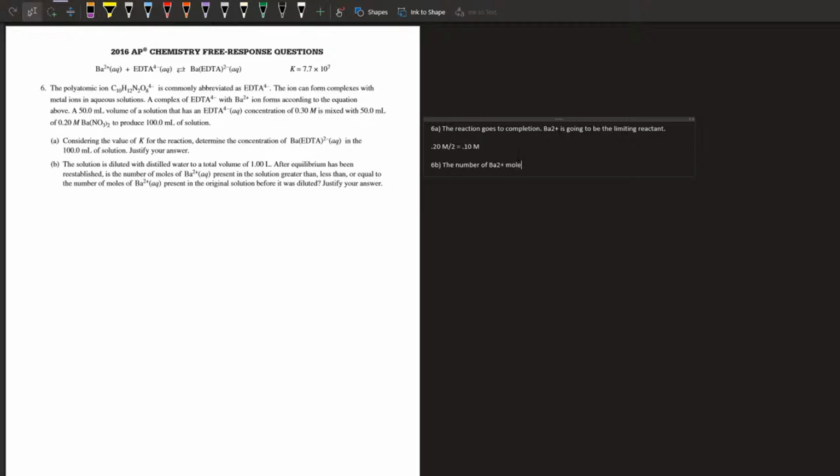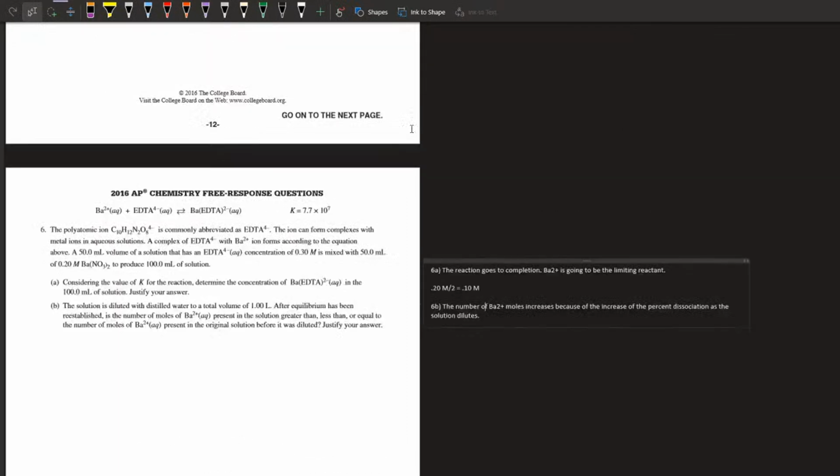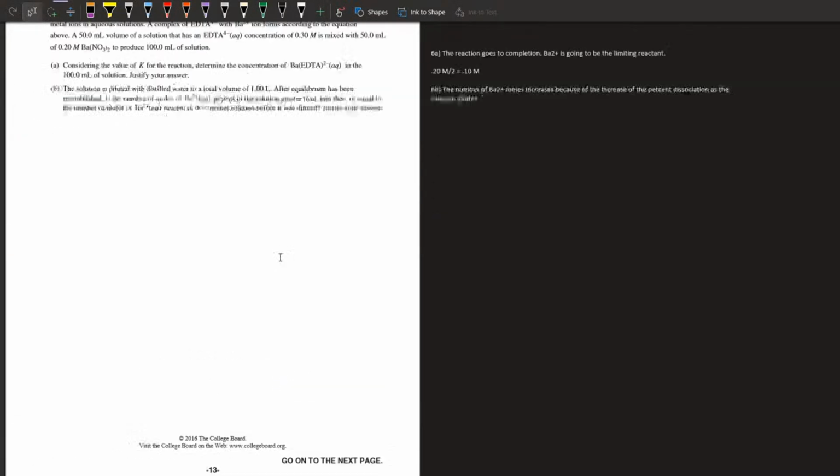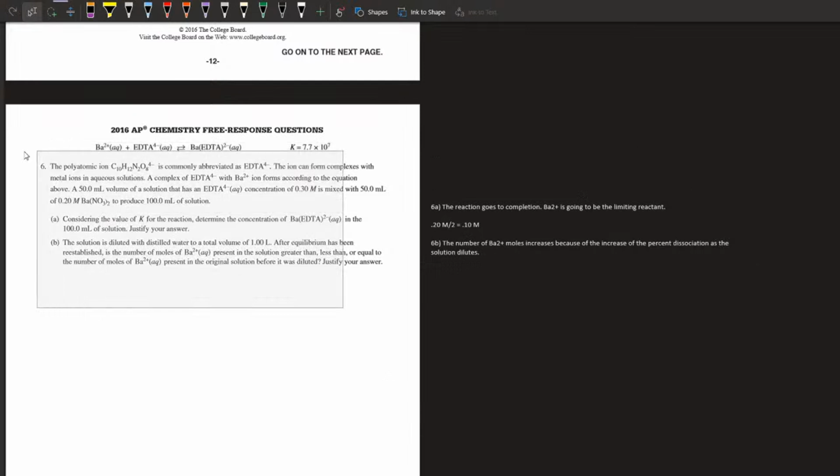moles increases because of the increase of the percent dissociation as the solution dilutes. And that's our answer for B. It's really simple, and it looks kind of intimidating, but it's just as simple as that.